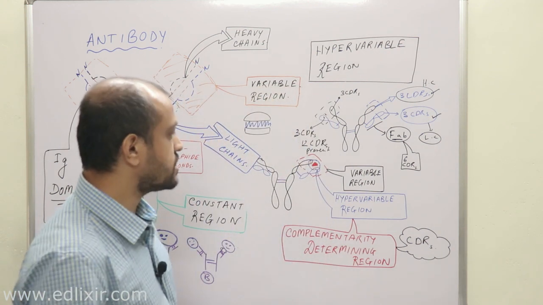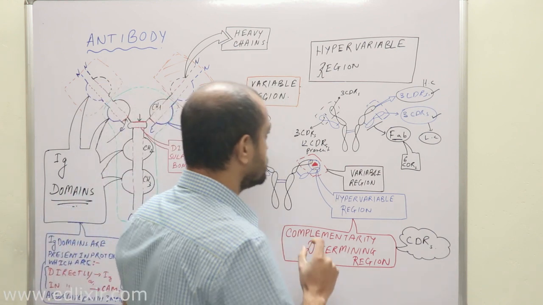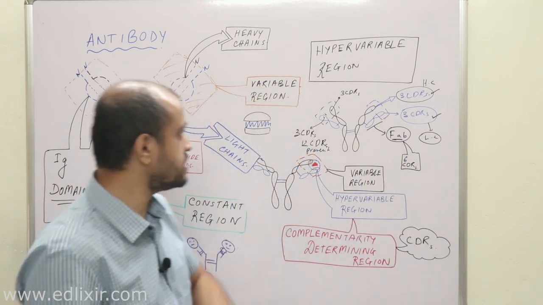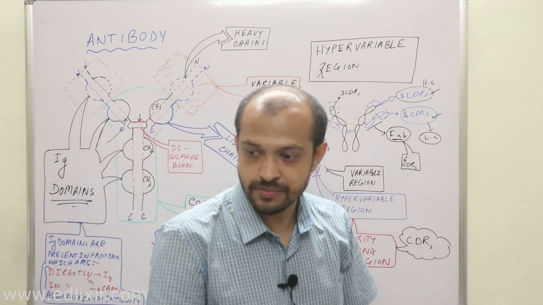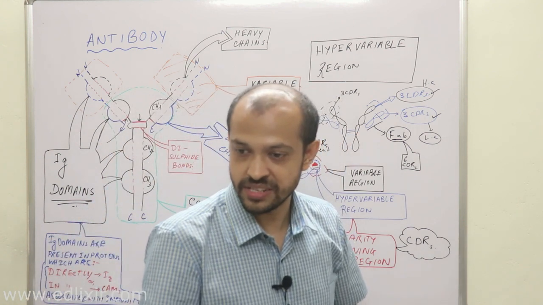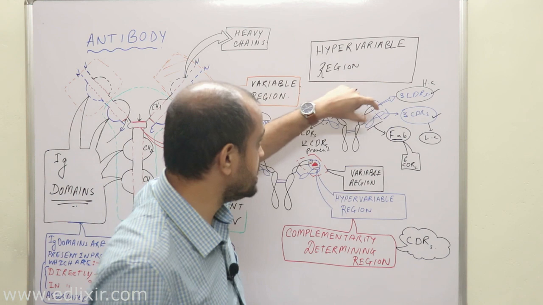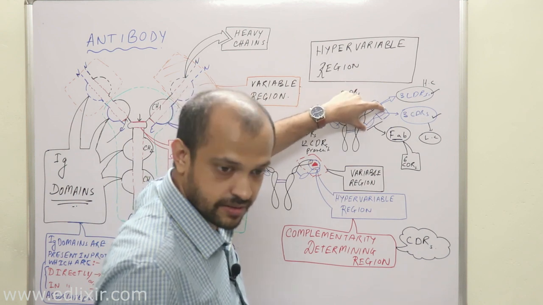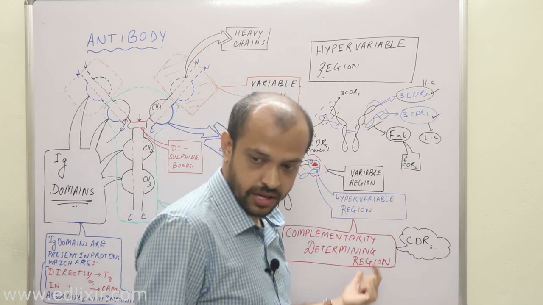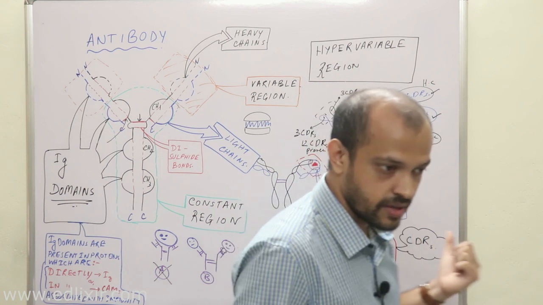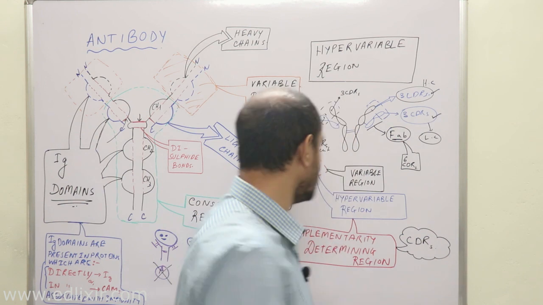Now, what are CDRs? Listen with all your attention. I will be drawing the light chain, with respect to beta barrels and beta pleated sheet-like structure. I will explain the CDRs when I take out this light chain and draw the variable portion of this light chain, like I have drawn the Ig domains. Then you will understand what CDRs are.